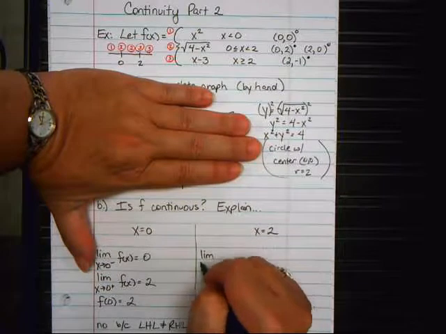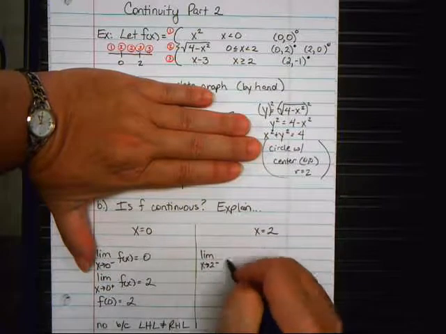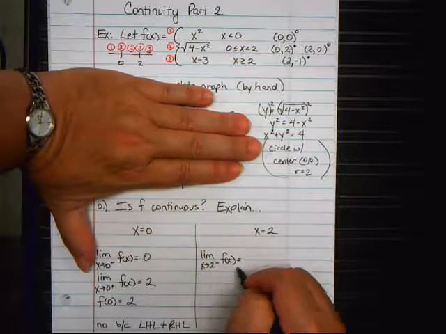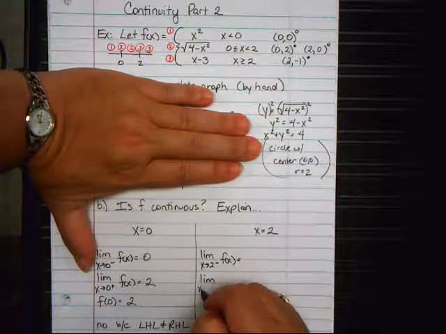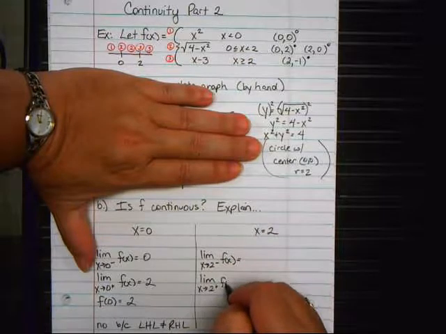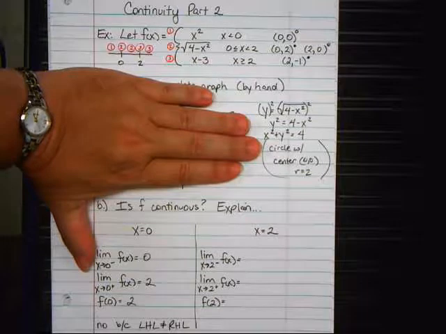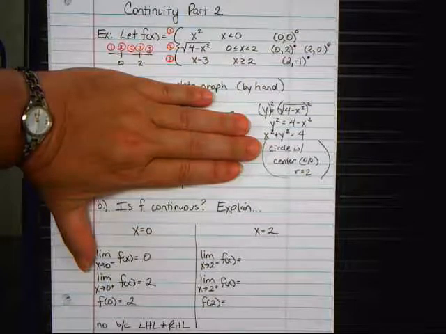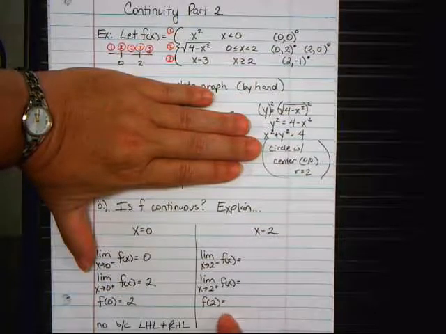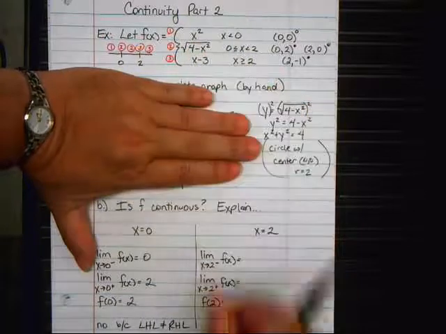The limit as x approaches 2 from the left of the function. The limit as x approaches 2 from the right of the function. And f of 2. Those three. Okay, you've done this before. We just are adding one extra step, the f of 2. We've never done that before, given just the equation.